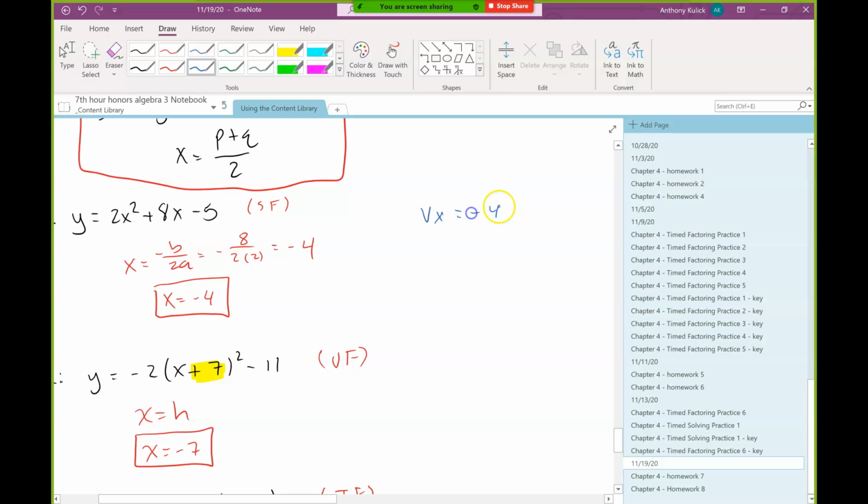So my Vx is just -4. And to get the y-coordinate, I'm going to plug -4 in. So -4 squared is 16, and 2 times 16 is 32. -4 times 8 is -32. And then if I subtract 5 from that, I get -5.